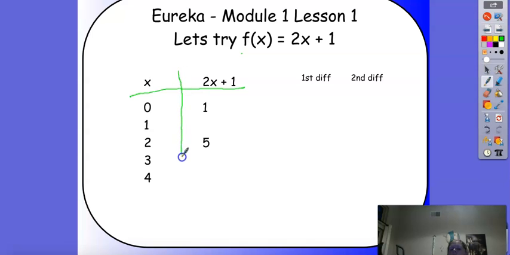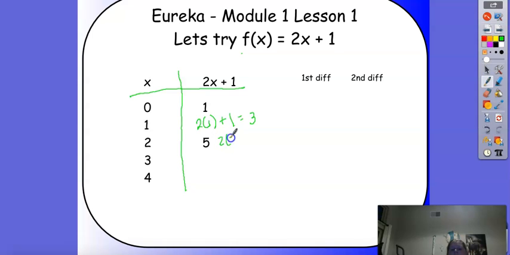I'm going to do this. And I'm going to say if x is 0, I'm going to plug in a 0 for x. And what do I spit out? I spit out 2 times 0 is 0. 0 plus 1 is 1. If I put in a 1 for x, I get 2 times 1 plus 1. I get a 3.